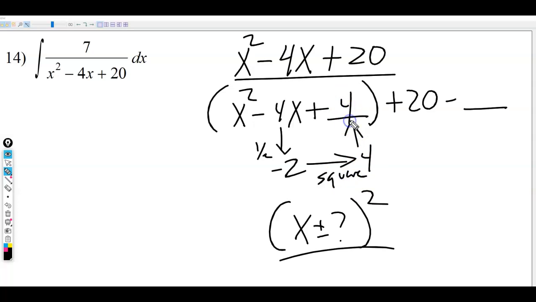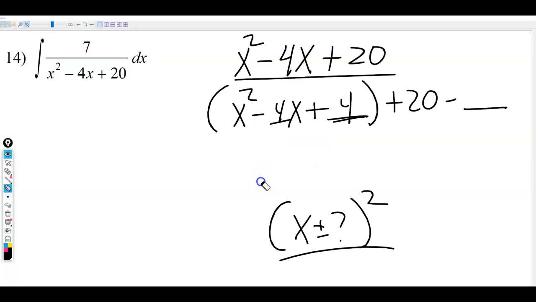And don't be deceived. It's not always going to be like, oh, well, if this is 4, this is 4. That's not how it works. This is a coincidence. How you find it is you half the middle number and you square it, and that's what goes there. And it just so happens now that whenever you factor this one, it is a perfect square. It is x minus 2 squared.